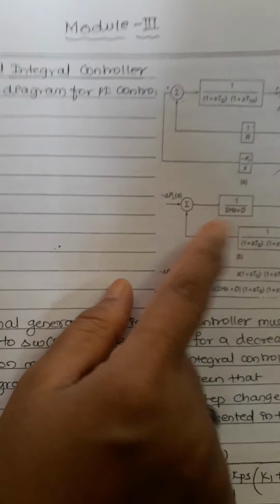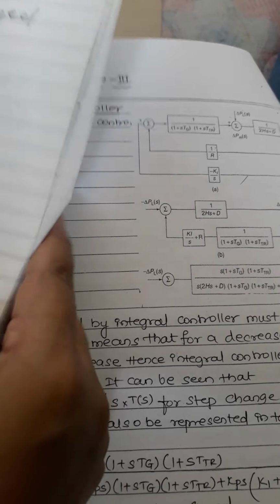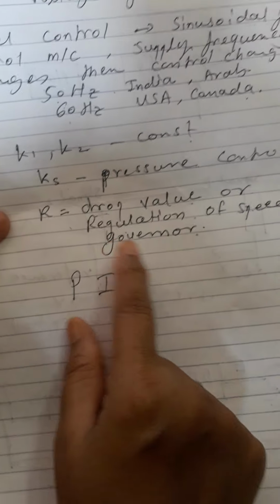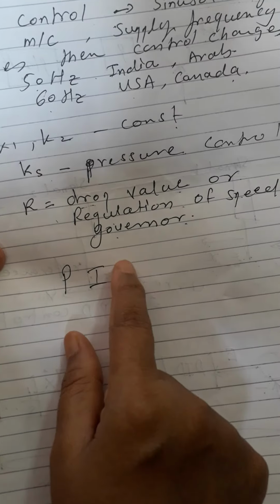Now here in the transfer functions we are using K1, K2, which are nothing but constants. Ks is the pressure control. R, as shown here, is nothing but the droop value or regulation of the speed governor.